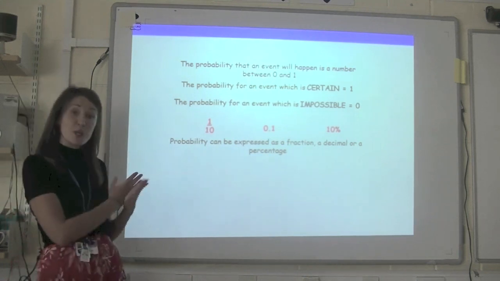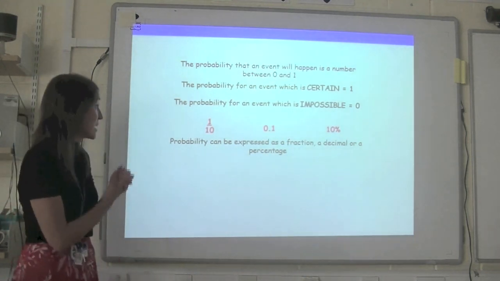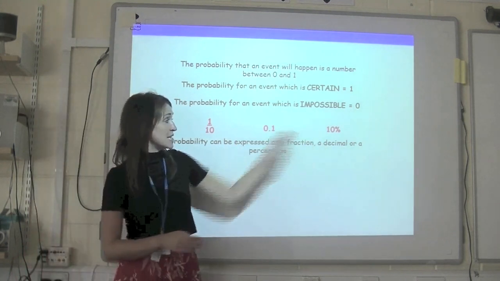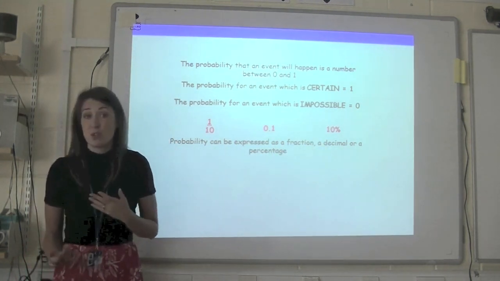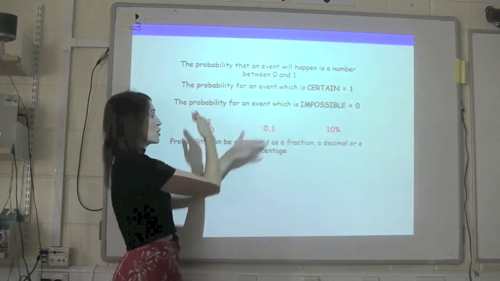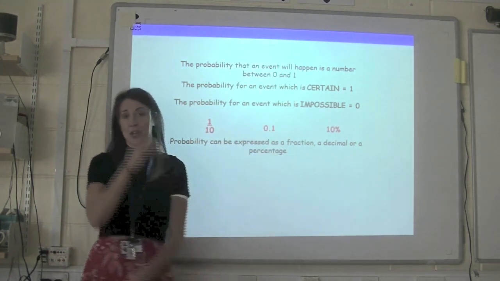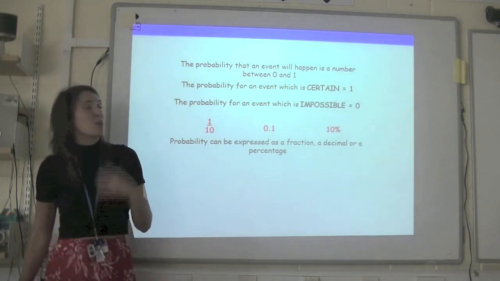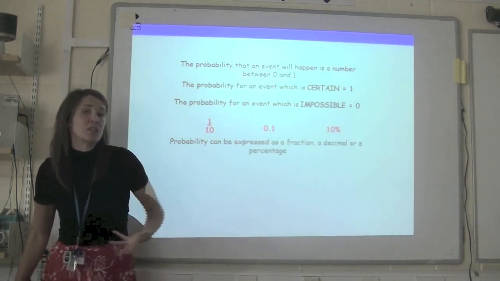So we said probability can be expressed as a fraction, a decimal, or a percentage. And if you wanted to, you could change between them, right? With your mathematical ability, you could change it between a fraction and a decimal and a percentage. But the question often tells you what form you're going to be working in.